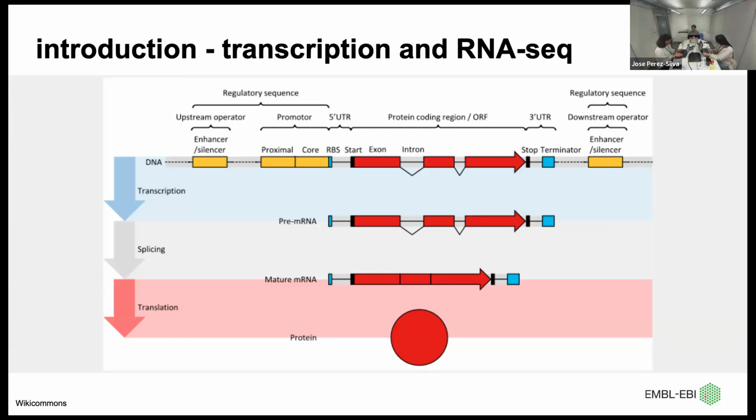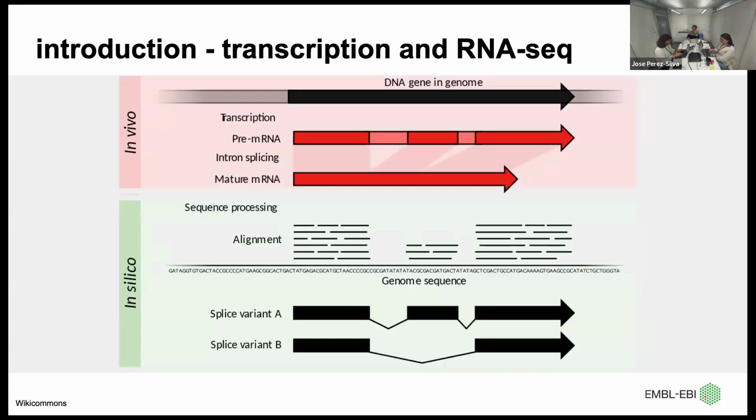I don't want to waste much time here, but just in case someone is from more of a computational background, a very, very short introduction of what transcription and RNA-seq is. Essentially, all the biological information is packed into our genome, which is read, transcribed into messengers that eventually get translated and transformed into the final product of our genome, which is going to be proteins. Very briefly, okay.